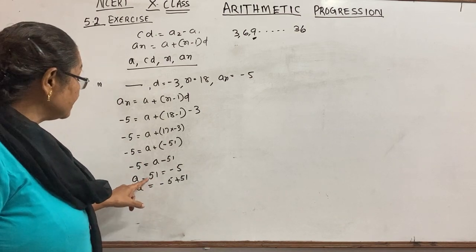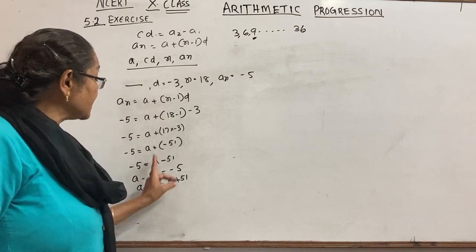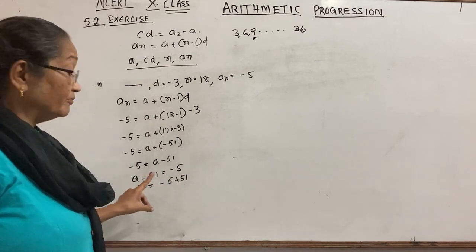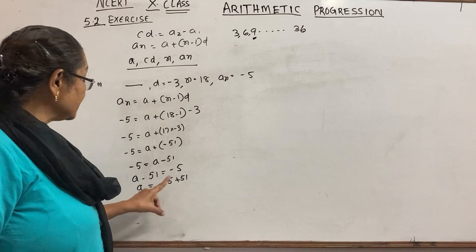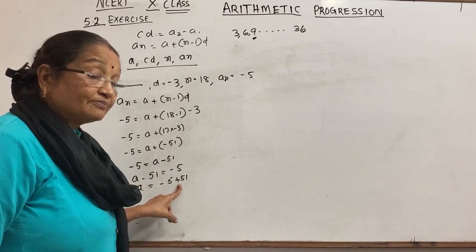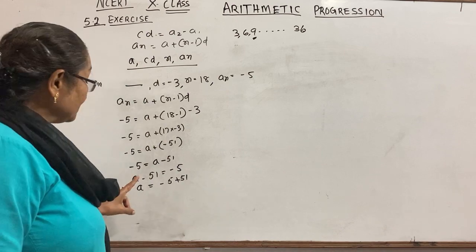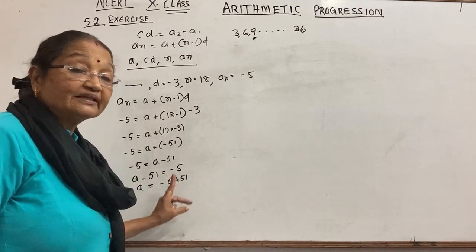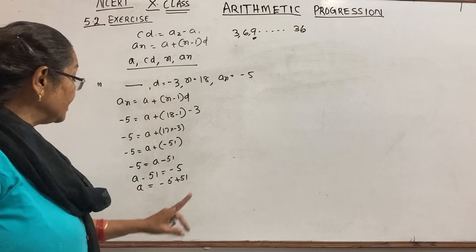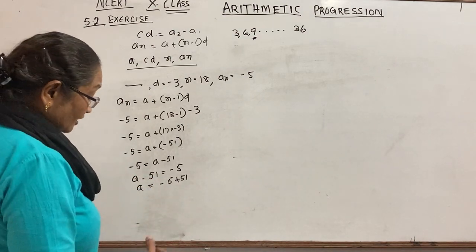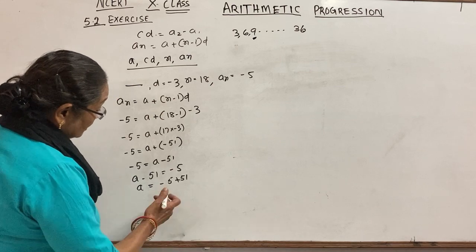Here minus 51 is there, it goes to the other side of the equals. When it goes, this minus 51 will become 51. If minus is there, it becomes plus. If plus is there, it becomes minus. If multiplication is there, then it will be divided. If division is there, when it goes to the other side of the equals, division becomes multiplication. So always the opposite will be there.